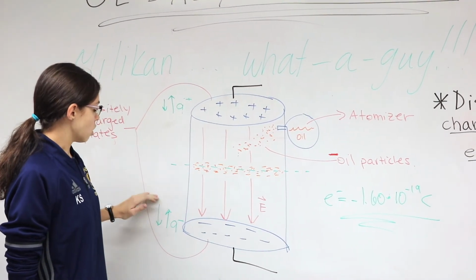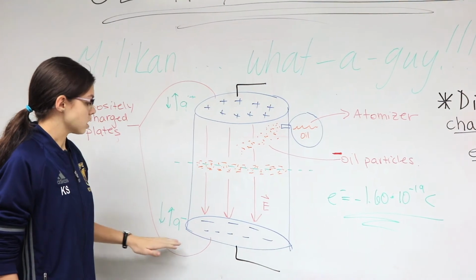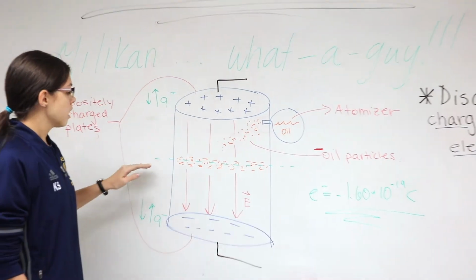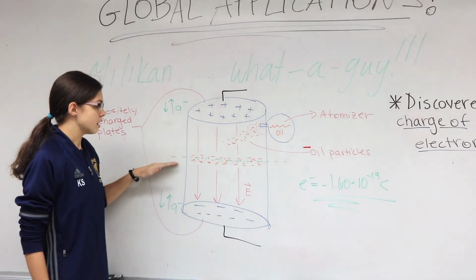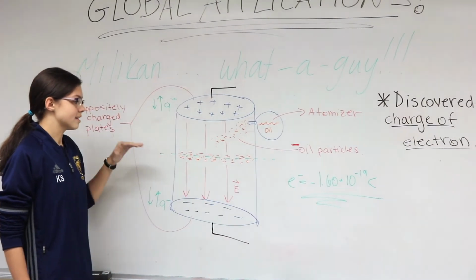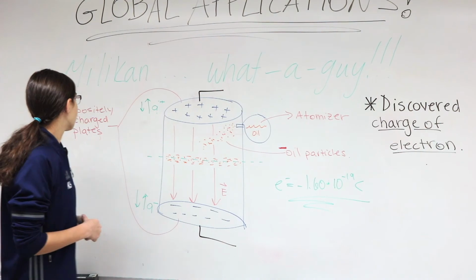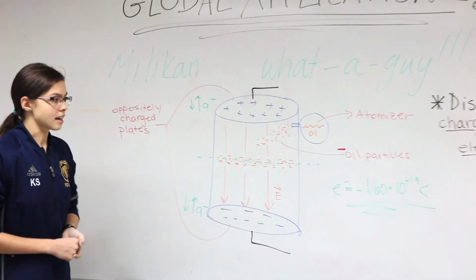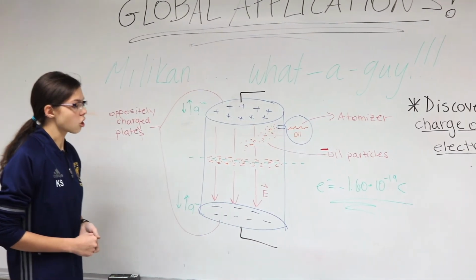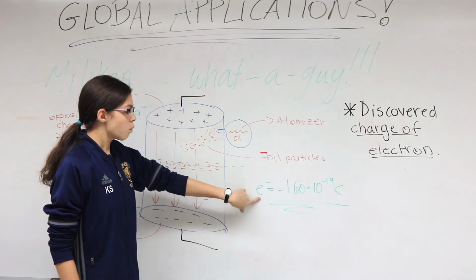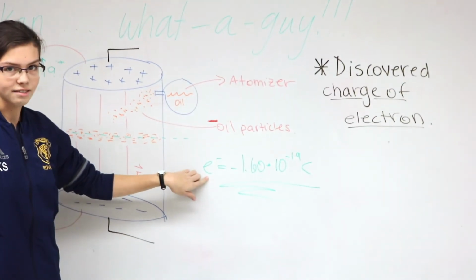As he raised and lowered the charges of the plates, Millikan was able to get the particles to float in the center of the electric field created by the two plates. Using the concept we have been discussing, he was able to find out that the charge of an electron is negative 1.6 times 10 to the negative 19 coulombs.